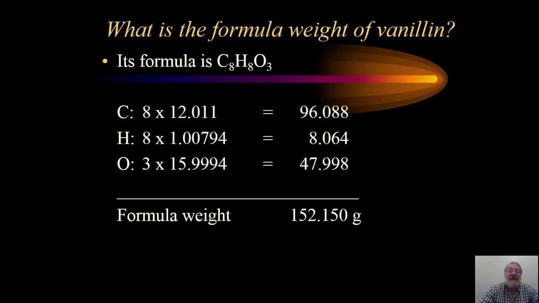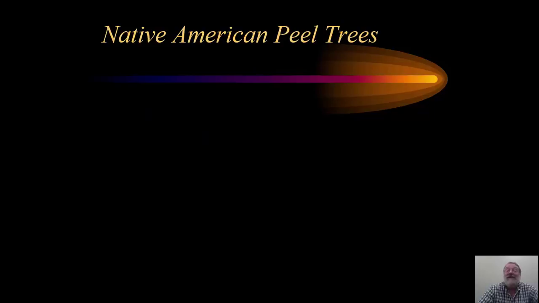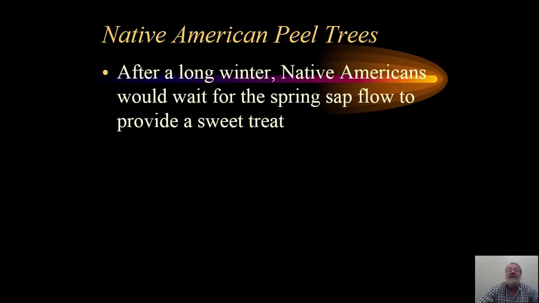Now, why did I pick vanillin? Well, because the Native Americans like the smell of vanilla too, and they used to find it in ponderosa pine trees, and they would peel the bark off to get to it. These are called peel trees. So after a long winter time where they were eating dried berries and dried or smoked meats, the Native Americans would wait for the sap to start flowing in the pine trees to make a sweet treat. Remember, the sap has sugars in it.